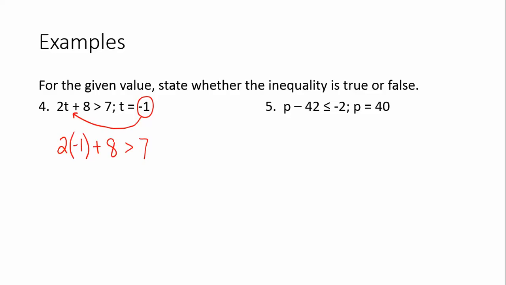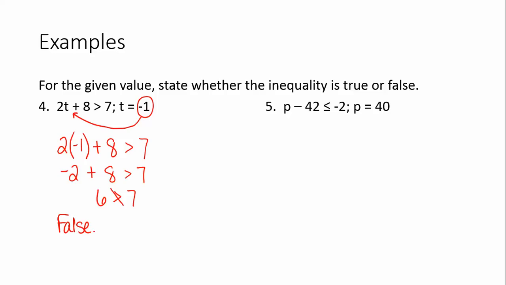So 2 times -1, that's -2 plus 8. Is that greater than 7? Well, -2 plus 8 is 6. Is 6 greater than 7? No, this is not true. 6 is not greater than 7, so we would write false. For the inequality 2t plus 8 greater than 7, t does not equal -1. That is not a solution that will work, or that is not a value that will work, so we write false.